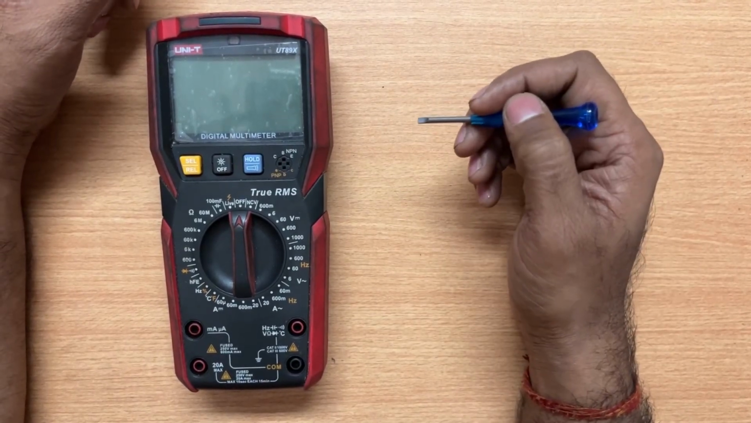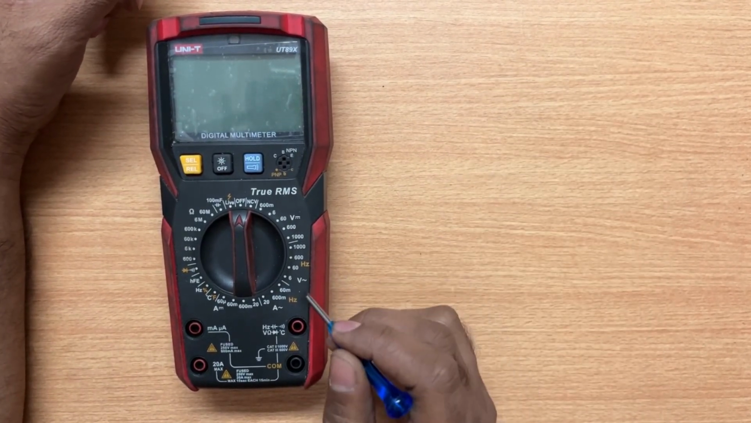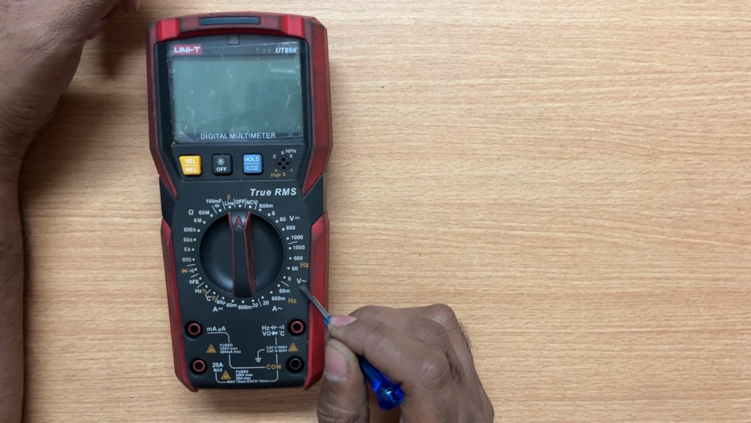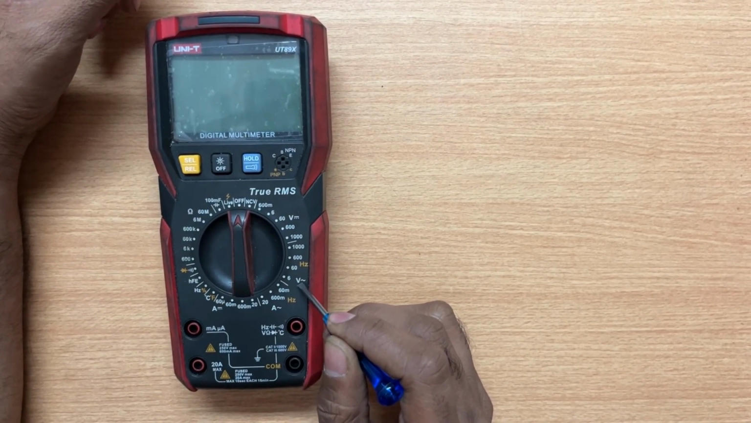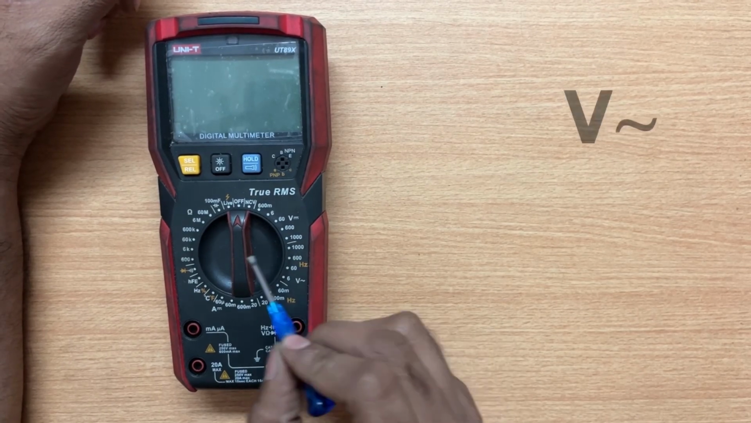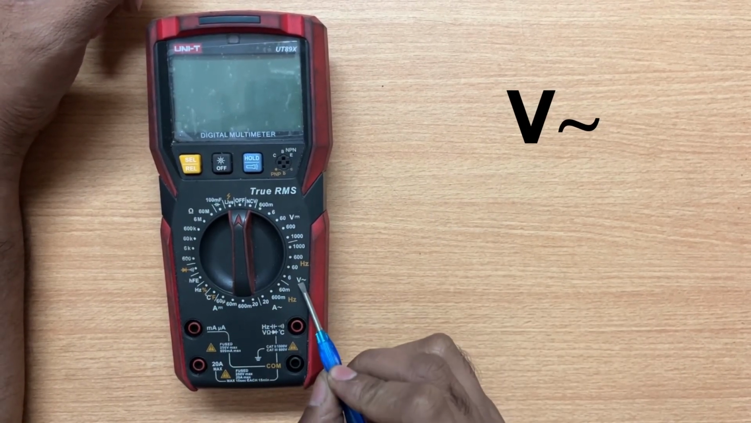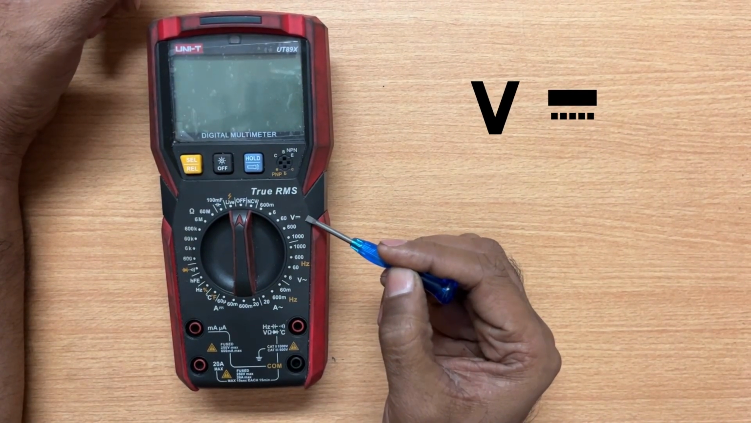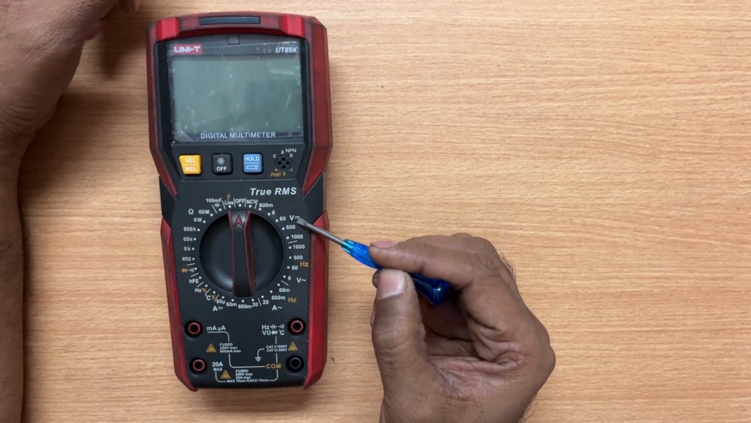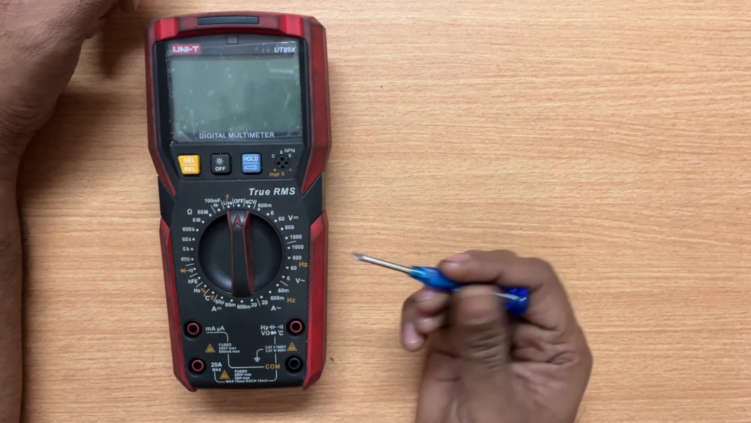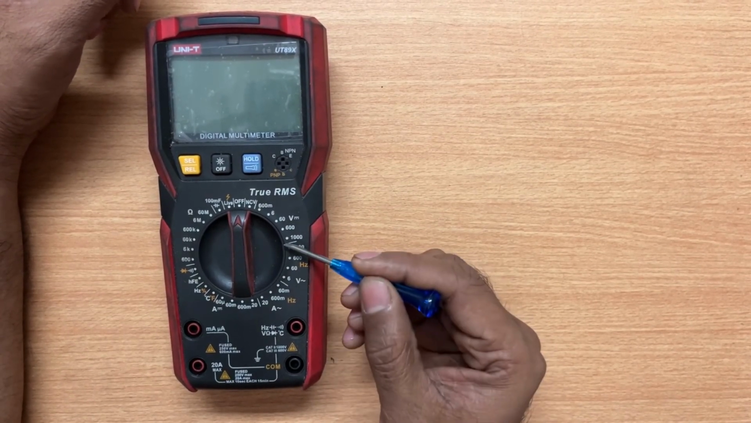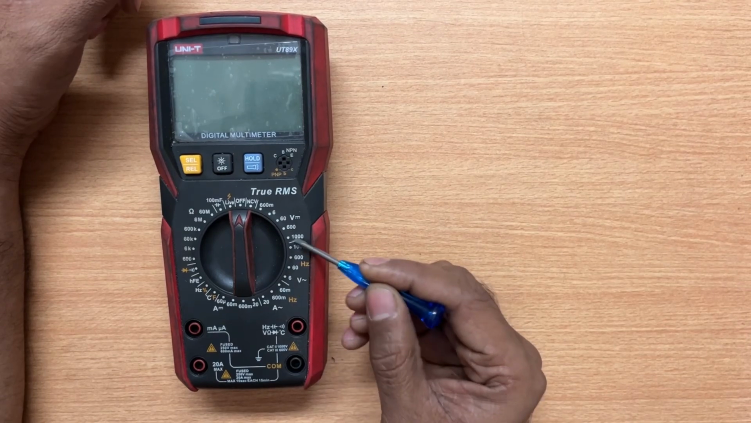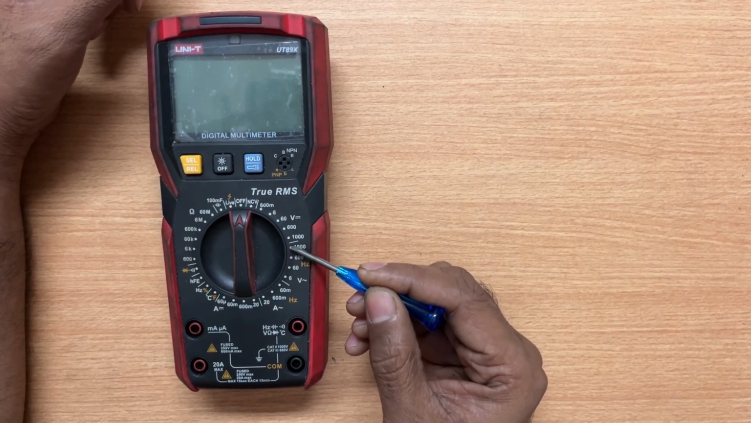To measure 220 volt AC, you have to select this one. This is the sinusoidal symbol for AC. So this symbol which represents like this is the AC for voltmeter, and this one, dotted with a continuous line on top, is for DC. So this is the boundary for this. It's ranging from 6 to 1000.